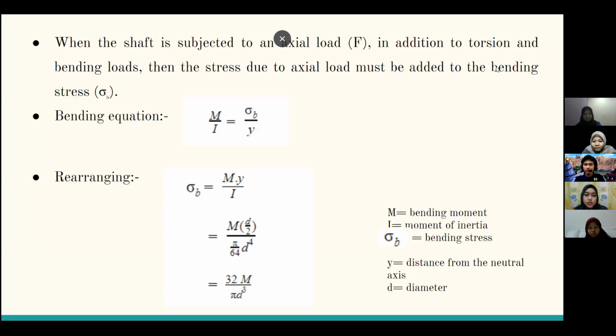Okay, I'll explain when the shaft is subjected to an axial load of F, in addition to torsion and also bending load, such as in a propeller shaft of ships and a shaft for driving a worm gear, then the stress due to axial load must be added to the bending stress. So this is the bending equation, where the bending moment over the moment of inertia is equal to the bending stress over the distance from the neutral axis. So we rearrange the equation so we can get 32M over pi d cubed, where d is the diameter. So next.